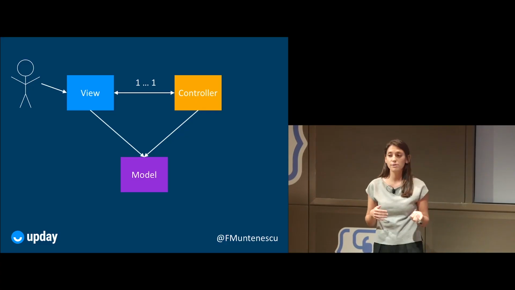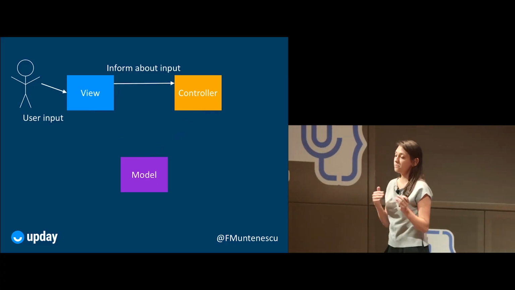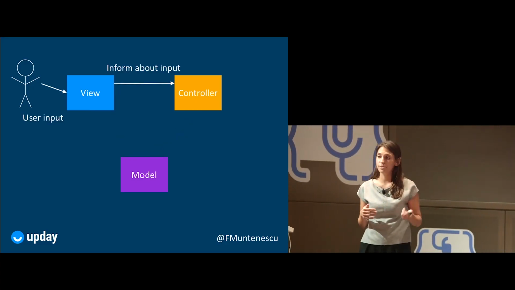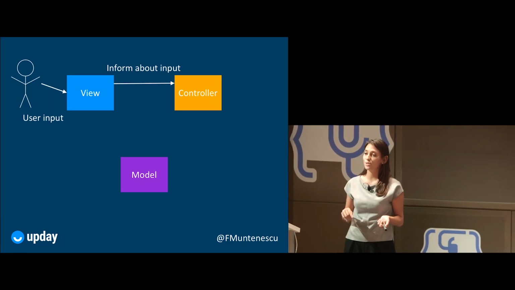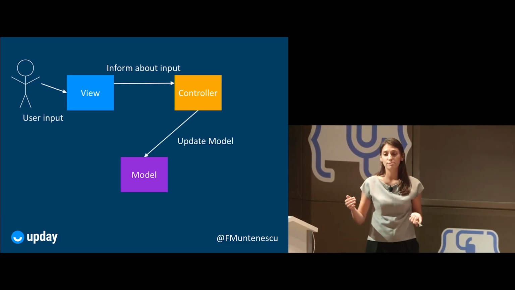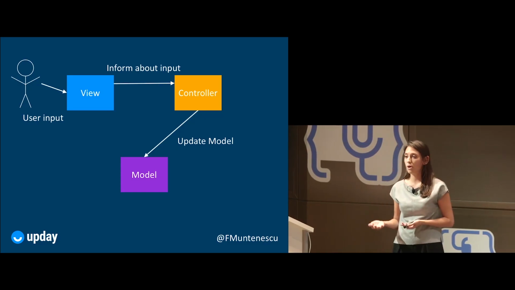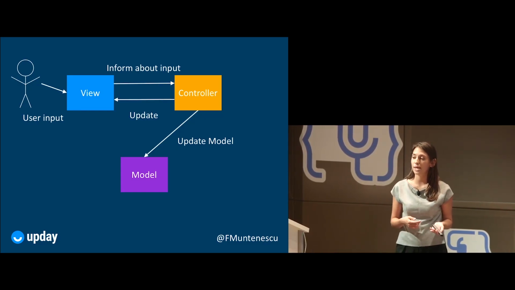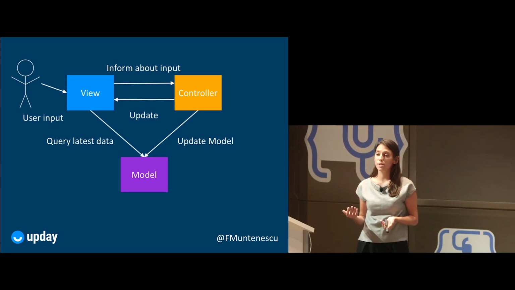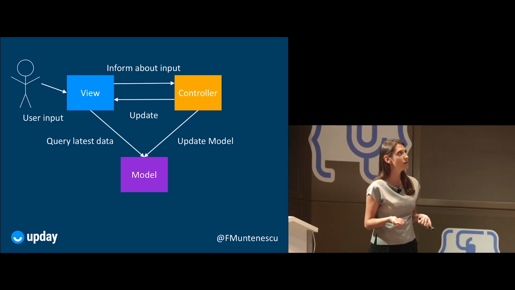So we should have a flow that looks something like this. The view gets the user input. It tells the controller about that user input. Then the controller updates the model. Once the model has been updated, the controller will notify the view that it should update, and then the view will request the latest data from the model.